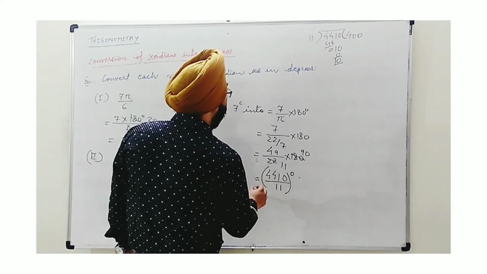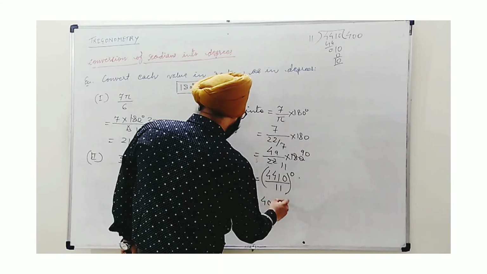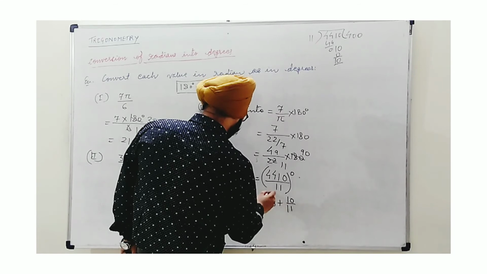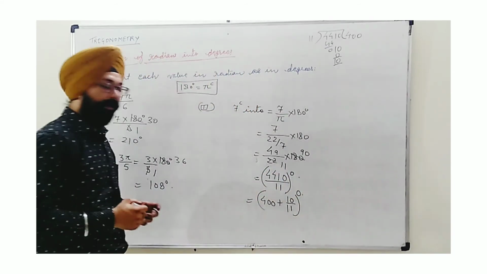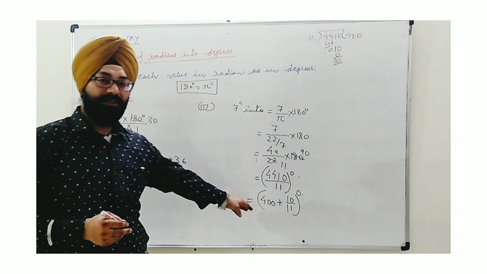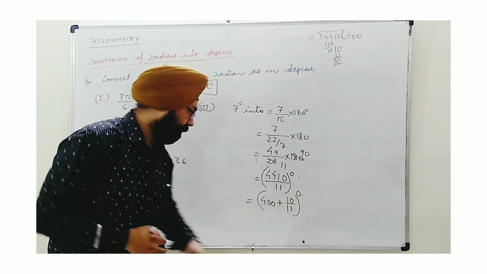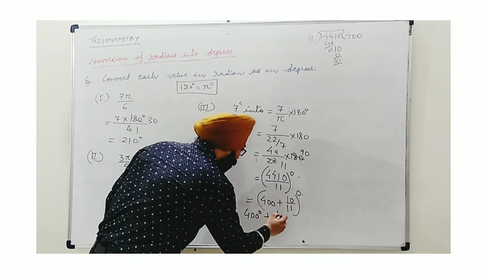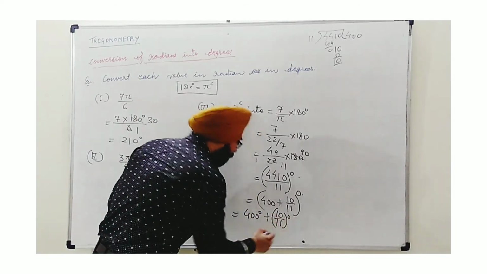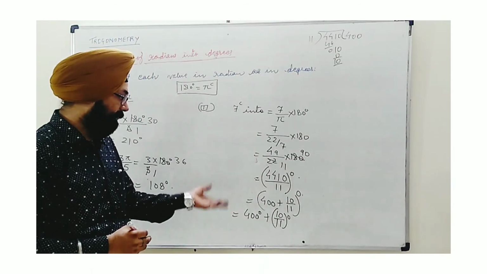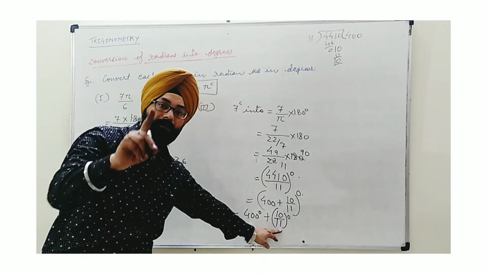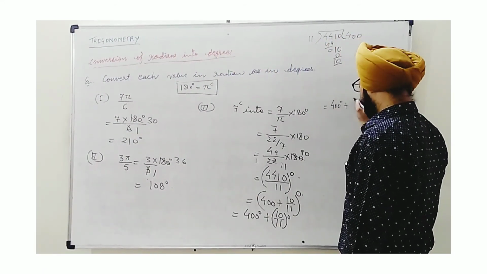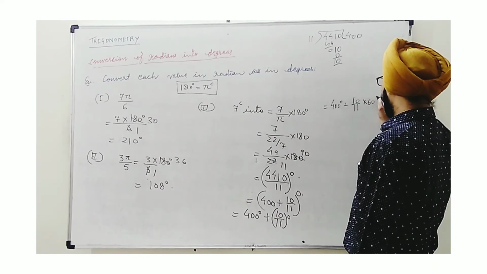So here we have 400 plus 10 upon 11. You see, we have written the fraction as a mixed number. Only thing, I have put a plus sign here. So obviously this will remain 400 degree. Rest portion is 10 upon 11 degree. What I said, we need to convert this in minutes and seconds further. So this portion will be multiplied by 60 minutes. So we have 400 degree plus 10 upon 11 into 60 minutes.